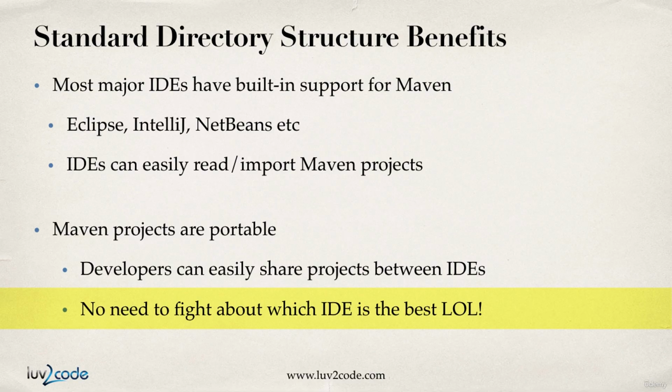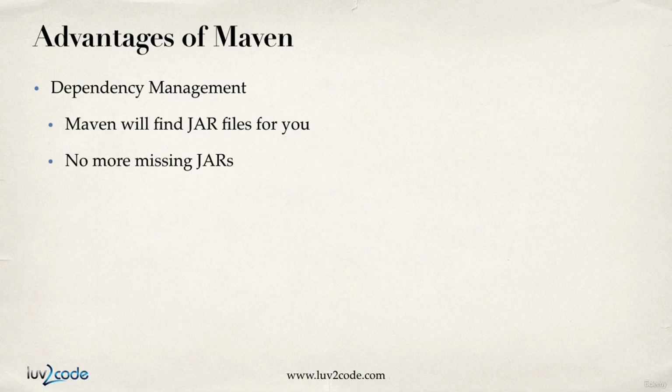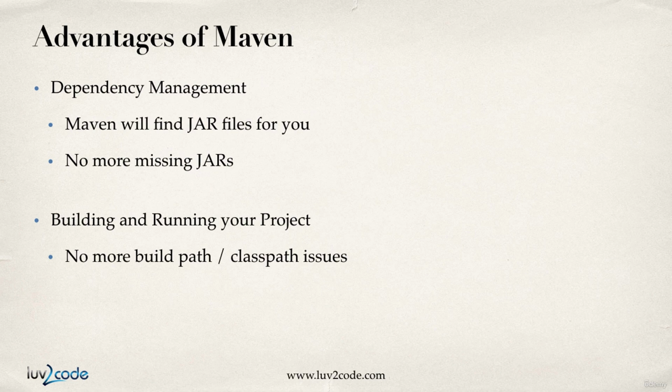Alrighty, so that's one of the nice benefits of using Maven. And some additional advantages of using Maven. One is dependency management. So Maven will find the jar files for you. So no more missing jars, and also building and running your projects. No more worrying about build path or class path. And then finally, you have that standard directory structure, which I really like.